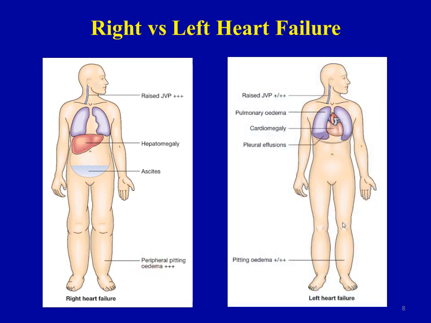In left heart failure, the jugular venous pressure could be slightly or moderately increased, but the marked signs are pulmonary edema, cardiomegaly, and pleural effusion. Pulmonary edema can be discovered upon auscultation of the lungs, while cardiomegaly and pleural effusion can be detected by the chest X-ray. Again, here there can be some pitting edema, but this could be mild to moderate and less than right heart failure.